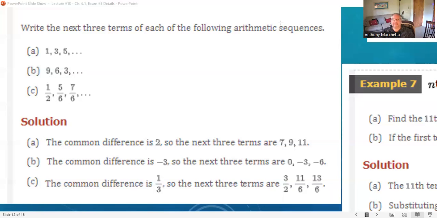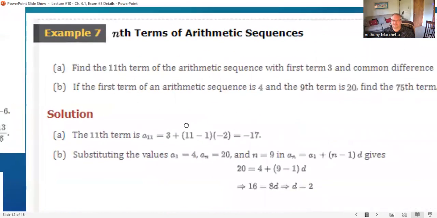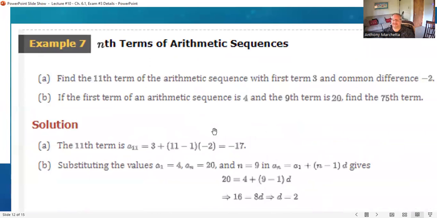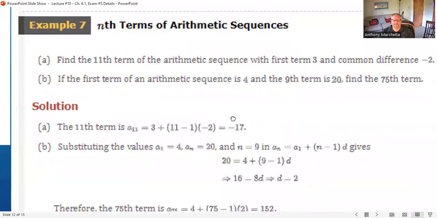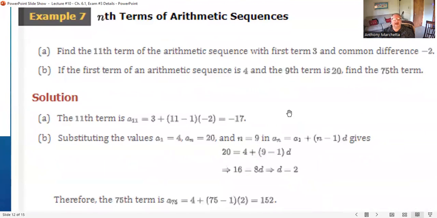All right. Next, we're going to talk about finding specific nth terms. First, we're asking you to find the 11th term. And then we're going to ask you to find the 75th term. But we're going to give you certain specific little hints. So look at part A first, friends. Find the 11th term of an arithmetic sequence with a first term of 3 and a common difference of -2.